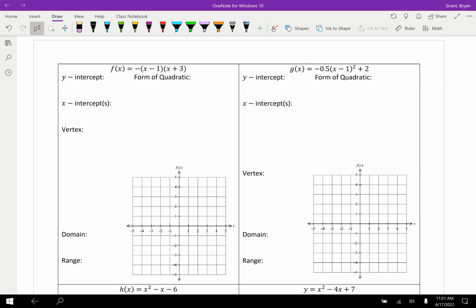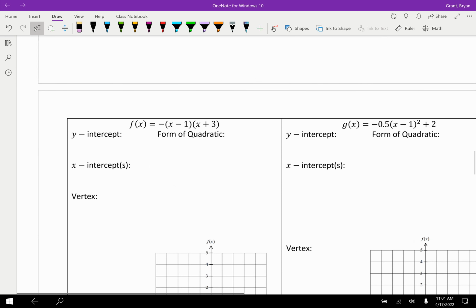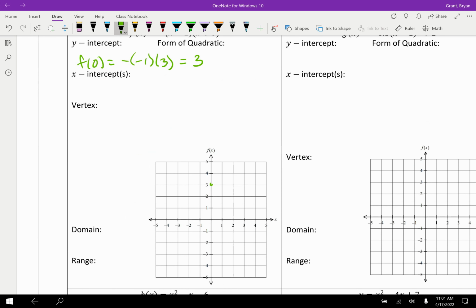Okay, you're back. Let's get to it. So, y-intercept wise, we're going to need to find f of 0 here. When we do f of 0, 0 is just going to turn this into negative 1, positive 3. Negative and a negative is a positive, so we just get 3. f of 0 is 3.